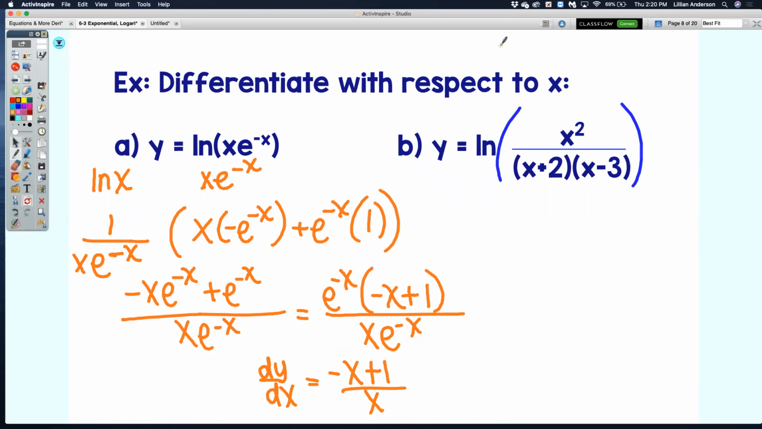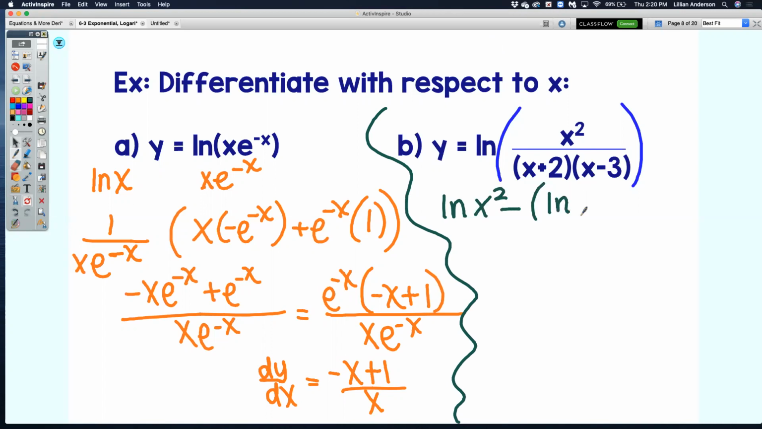It involves your laws of logarithms. Think back, your laws of logarithms. Remember when we used to condense and expand using those rules? When it was division, if I wanted to expand that, it became what? Subtraction. Okay, so then this became the ln of x squared minus the ln of all of this.